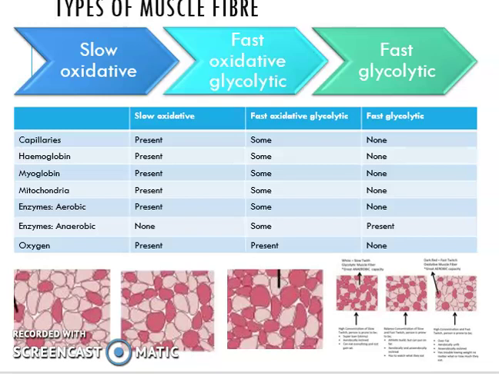However, fast glycolytic muscle fibres have no oxygen whilst working, as they do not need oxygen to work, and fast oxidative glycolytic muscle fibres work with and without oxygen, which you can see here in this table. Therefore, they have some hemoglobin. Lastly, in this table we can see that the slow oxidative muscle fibres use aerobic enzymes, whereas the fast glycolytic use anaerobic enzymes. However, fast oxidative glycolytic muscle fibres contain both aerobic and anaerobic proteins because they work with and without oxygen.